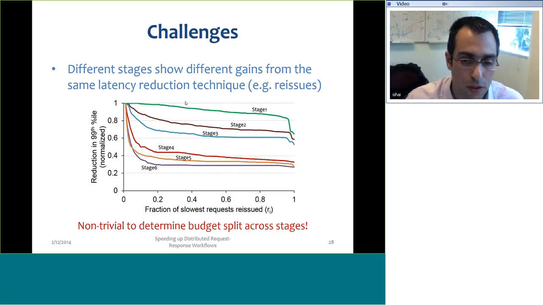So the point I'm trying to make here is that if you don't take this into account, let's say you want to assign the same reissue budget for all stages, you'll be wasting your resources because you're going to be assigning resources to stages that basically don't benefit much from this knob.